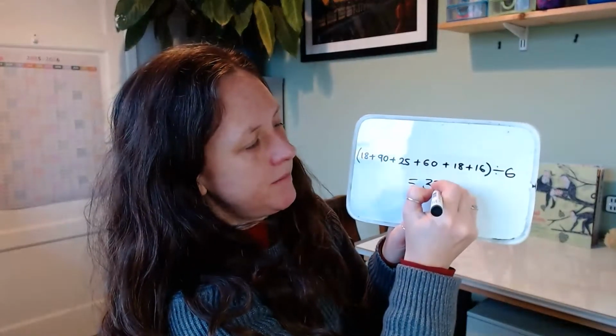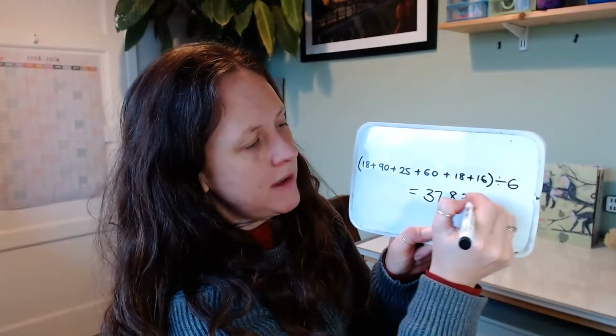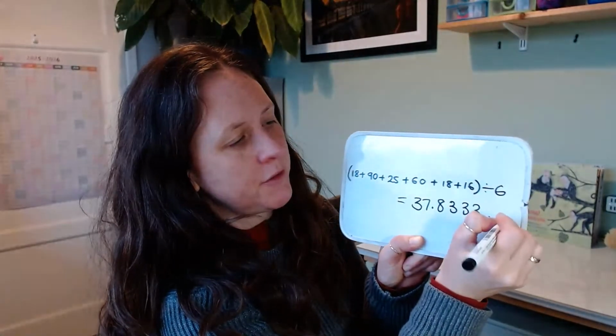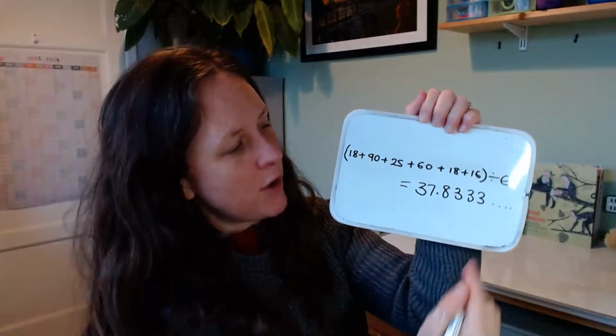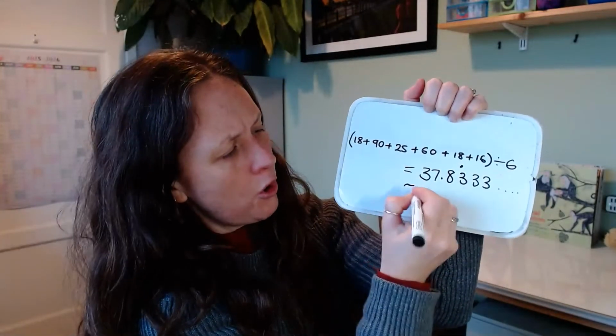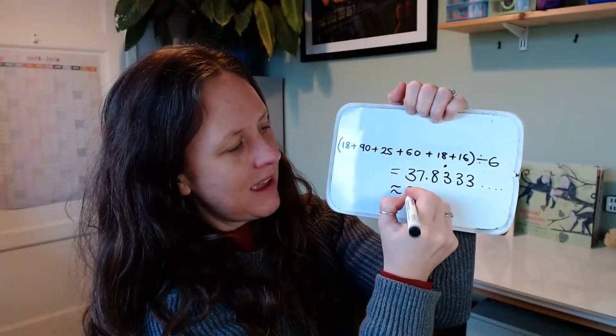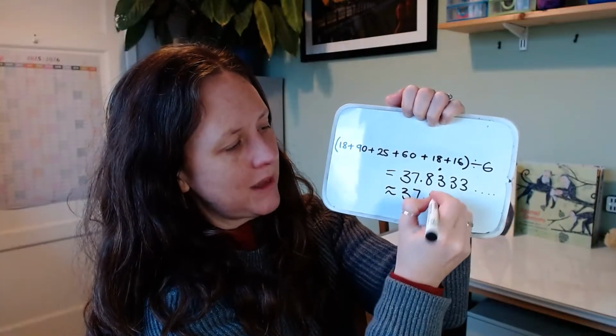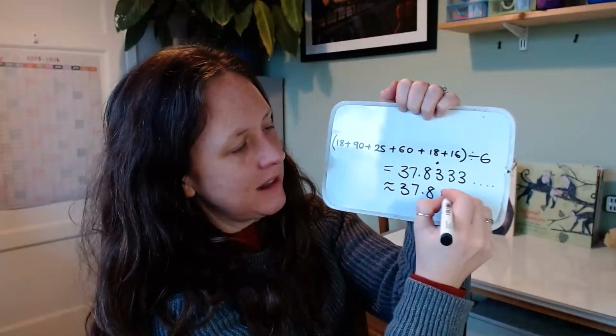37.833333. So we can write that as 37.8 and then 333, and we can put some dots after it to show that it's going to keep going forever, or we could just put a dot above the 3 to show that it's going to keep going forever, or we can round it. In this case, probably rounding to 1 decimal place would be accurate, and I'd need kilograms there.